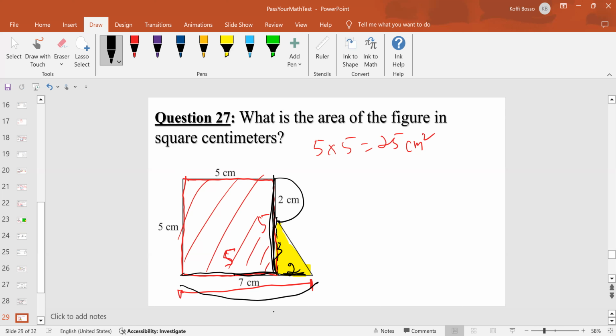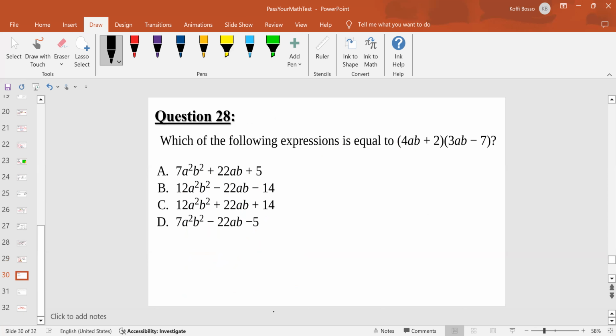So the area of that triangle will be what? 2 multiplied by 3 divided by 2. That's the formula: length times height divided by 2. So you have this as 3 square centimeters. You add both, you get 28 square centimeters. Question 28. The correct choice here is B.